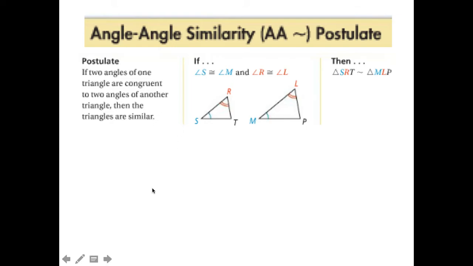So the first similarity postulate is angle-angle similarity, the AA similarity postulate. This is if two angles of one triangle are congruent to two angles of another triangle, then the triangles are similar. As we see, angle S and angle M are congruent, and then angle R and angle L are congruent. This gives us enough information to say that they are similar.